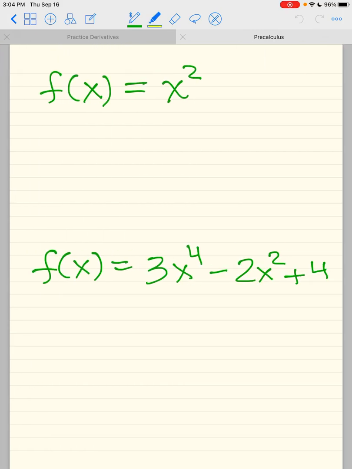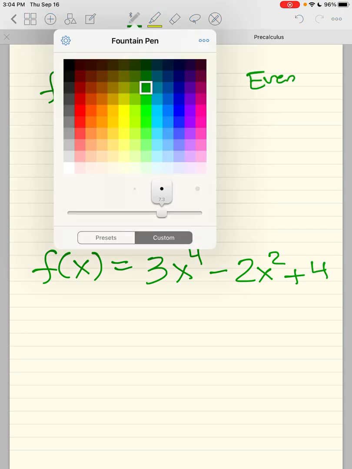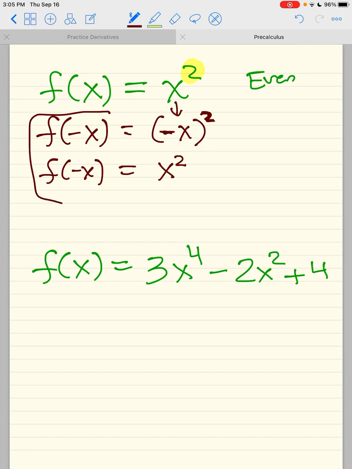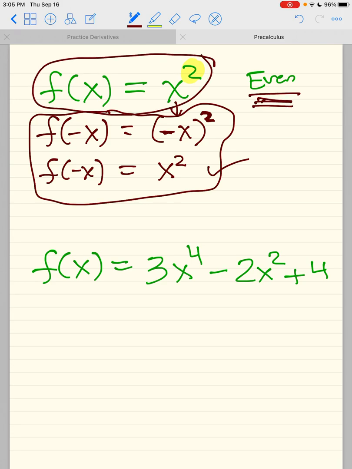I know that this is an even function because I have an even exponent, but let me show you how to do it. So you plug in negative everywhere you see an x, and everyone should be putting parentheses every time you plug in something. So I see an x, I'm going to put a negative x and then squared. What's a negative x times a negative x? What's negative x squared? Positive x squared. So after you figure out the squared part, this gives you back the original function. So once you get back the original function, it's even.